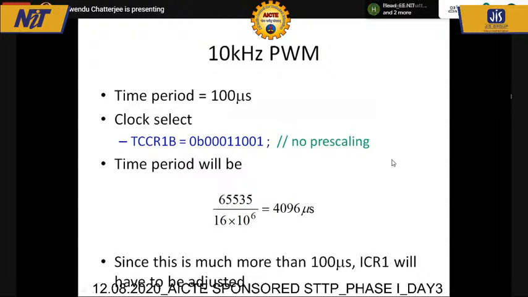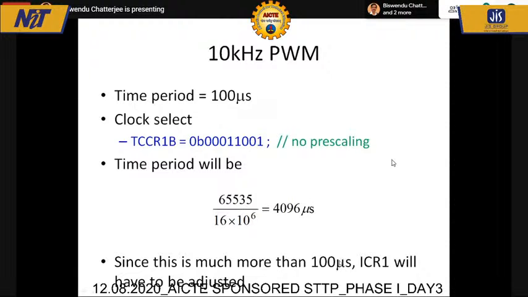The next question was how to produce 10 kilohertz PWM for power electronics. The power electronic control part is out of my scope, but generation of 10 kilohertz PWM can be easily done by TCCR1B. Here we have selected no prescaling, that is a 1:1 clock, because 100 microseconds is fast, not slow. If you divide the clock, it will be even slower. Even then the time period is 4096 microseconds, much more than 100 microseconds.